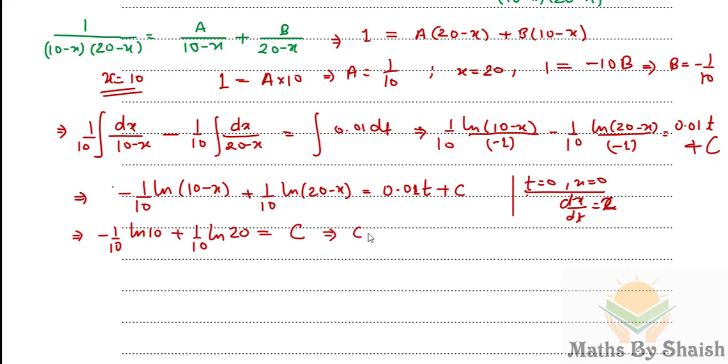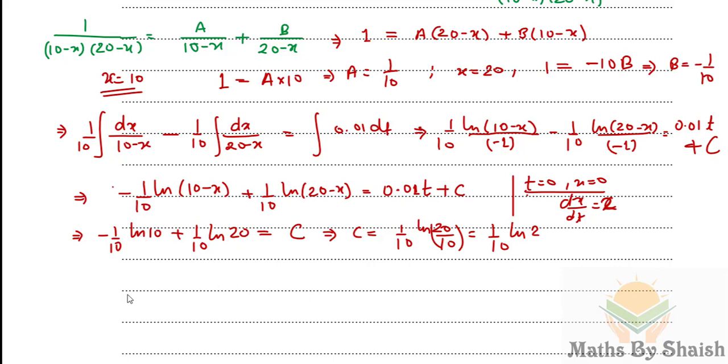Or we can write the c value as, since it is 1 over 10, I'll take 1 over 10 common, and it is ln 20 minus ln 10, that is ln 20 over 10, so it is 1 over 10 ln 2. We have used the property of logs: log x minus log y is log x upon y.